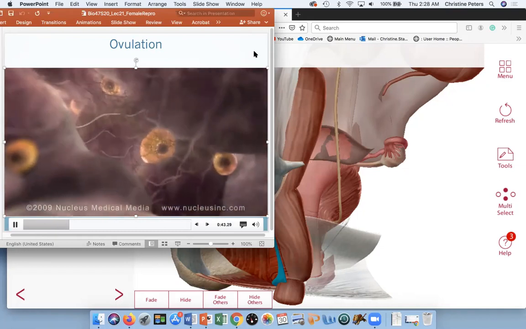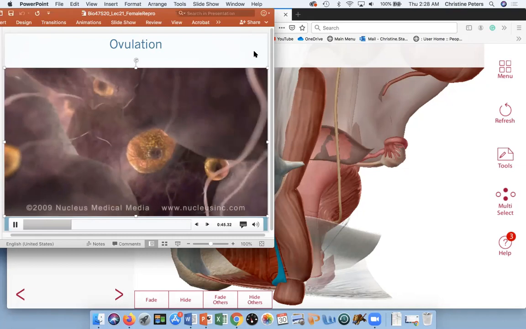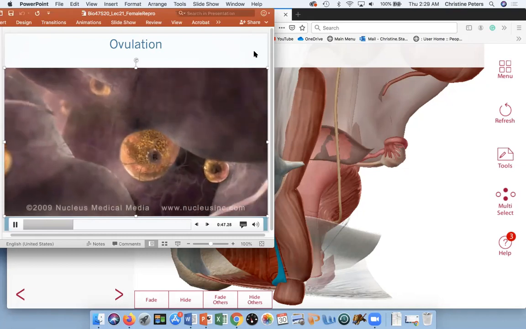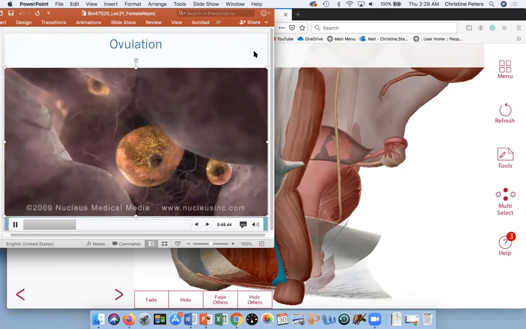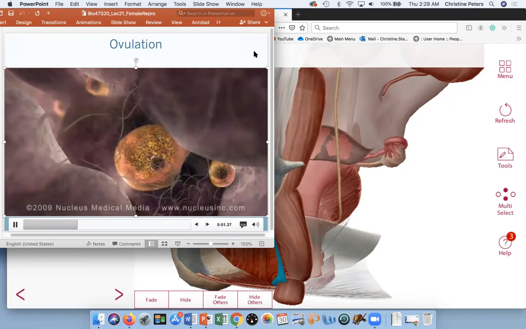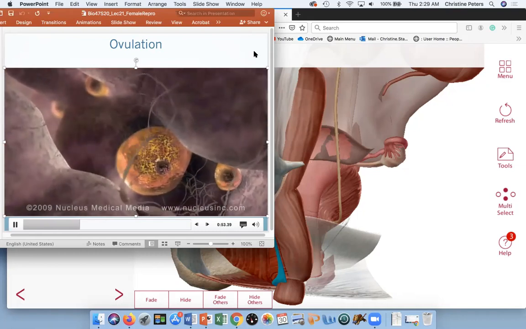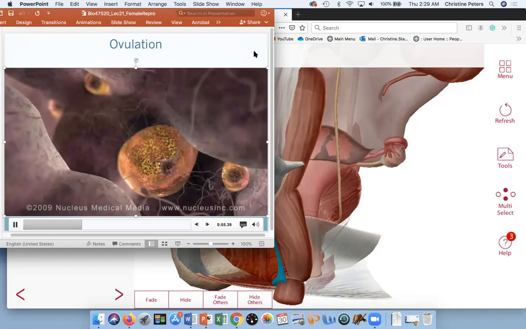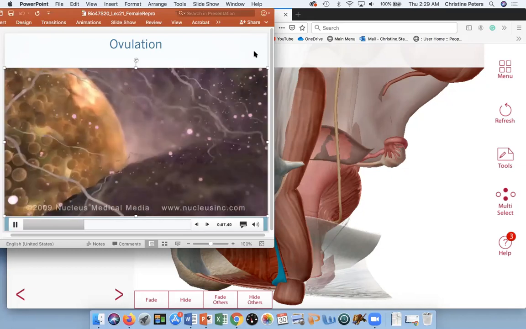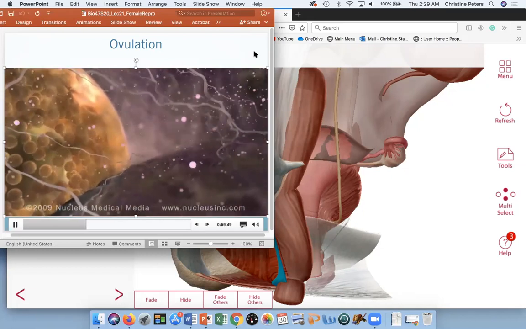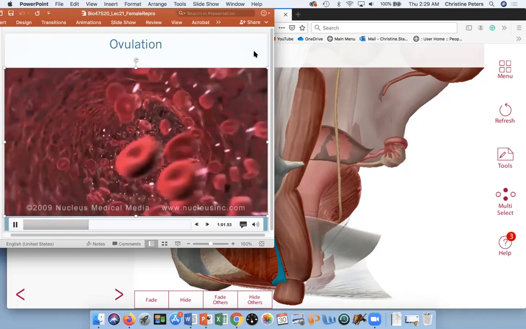Around day 7, all of the follicles stop growing and begin to degenerate, except for one. This dominant follicle continues to grow and nourishes the developing egg inside it. Around day 12, the follicle secretes a large amount of estrogen into the bloodstream.